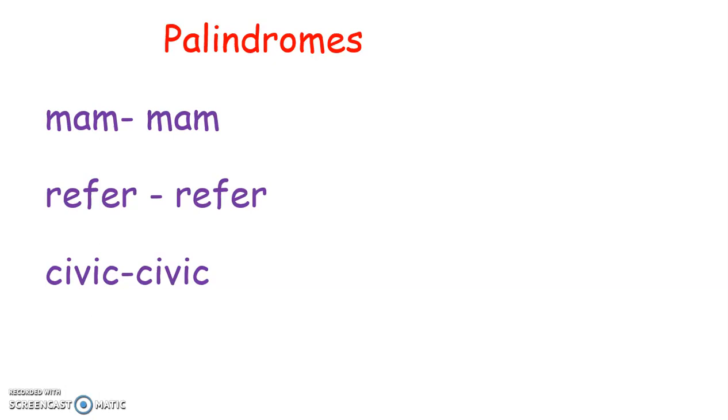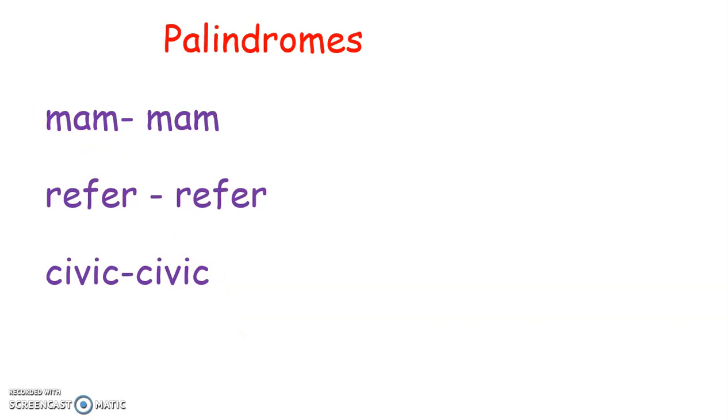Today we are going to see about palindromes. So what are palindromes? Just have a look over the words given here. If you see these words, you can observe the words are mom, refer and civic. Even though if you write the words in the reverse order, you get M-A-M, mom, R-E-F-E-R, refer, C-I-V-I-C, civic. So, these kind of words are called palindromes.